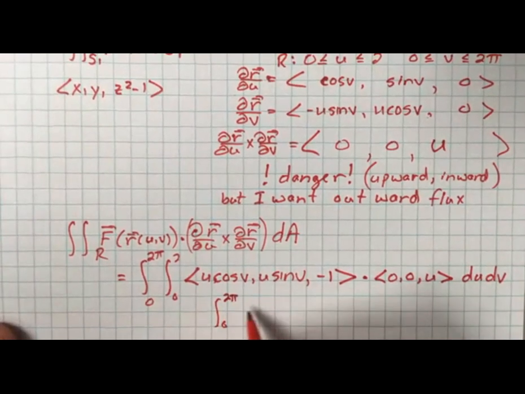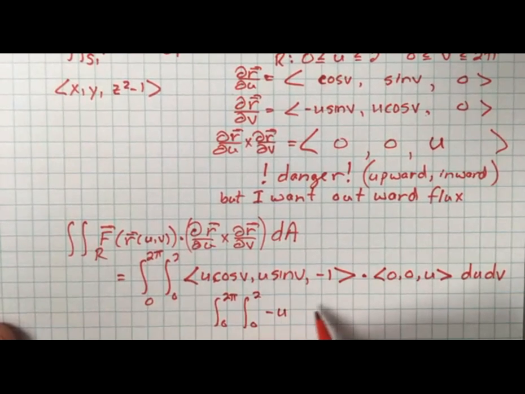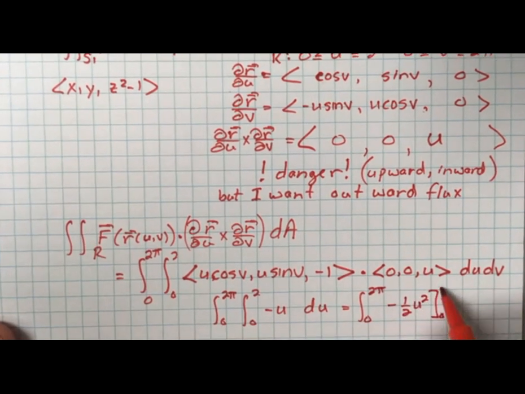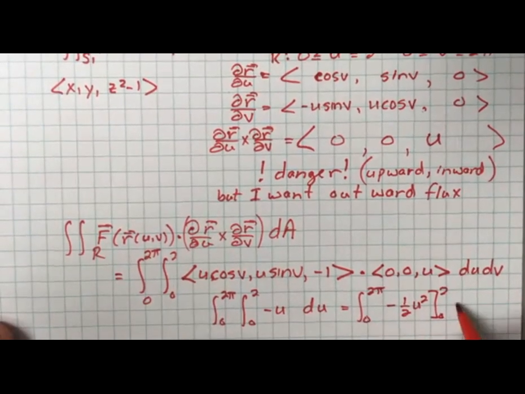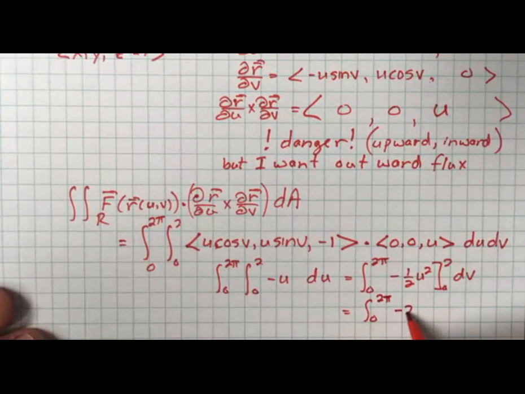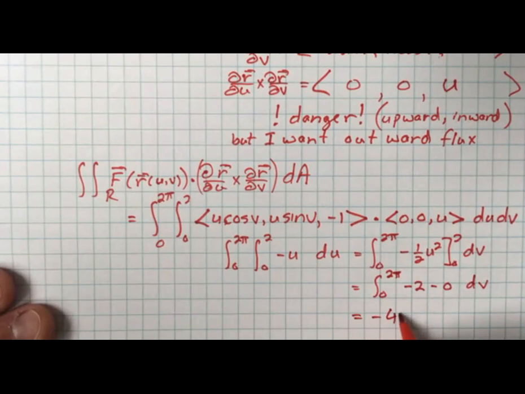0 to 2 pi, 0 to 2, minus u du. So when I get this 0 to 2 pi, I could do this geometrically if I like, but we'll do a minus 1 half u squared from 0 to 2. This, when I plug in 2, gives me a minus 2. When I plug in 0, gives me nothing. So this is the integral from 0 to 2 pi, minus 2 minus nothing, dv. So this is minus 4 pi.